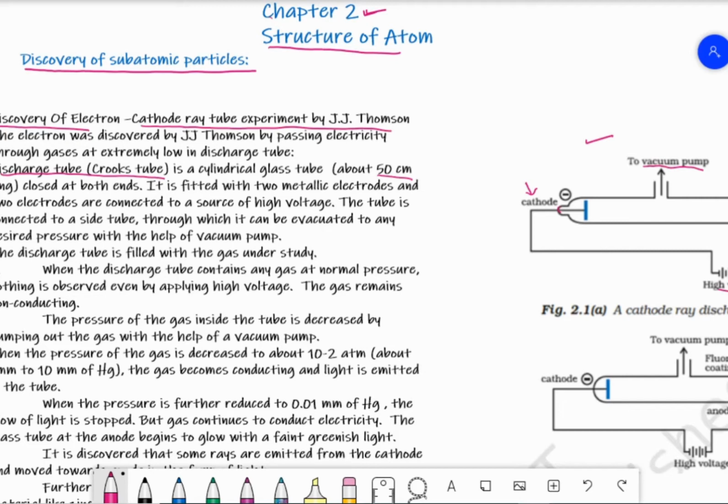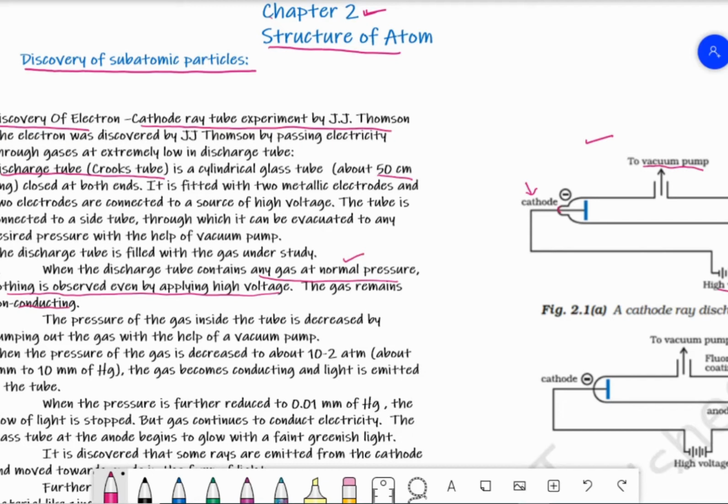Now, in order to conduct an experiment, we have to fill a gas for studying the nature. Any gas we can fill over here, and if we fill any gas at normal pressure, nothing is observed even by applying a high voltage, which means that the gas is non-conducting. It is not conducting electricity at normal pressure.